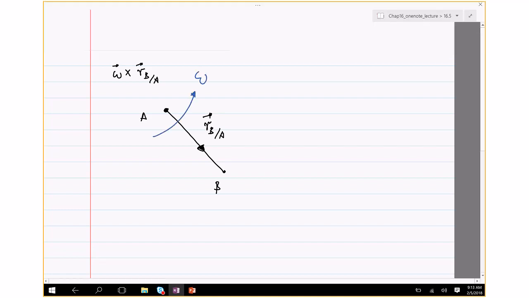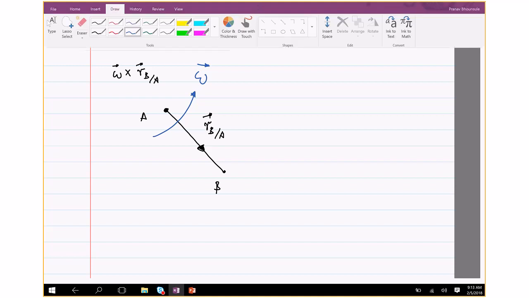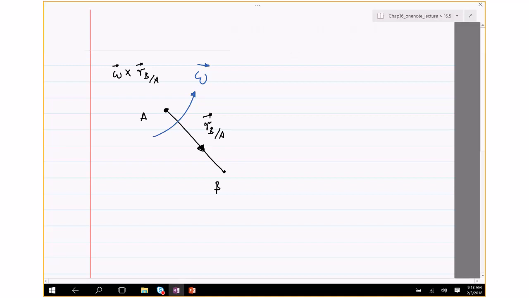Where omega here I've shown it counterclockwise. Now the question is, what is this vector on this figure? Can you show what that vector would look like? What is the direction of the vector? Turns out that that vector is normal, at right angles to this vector.